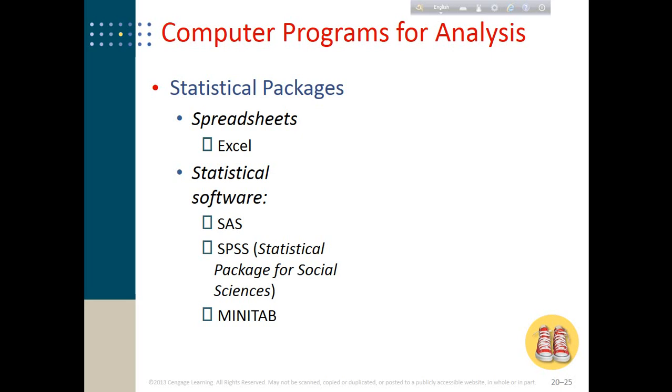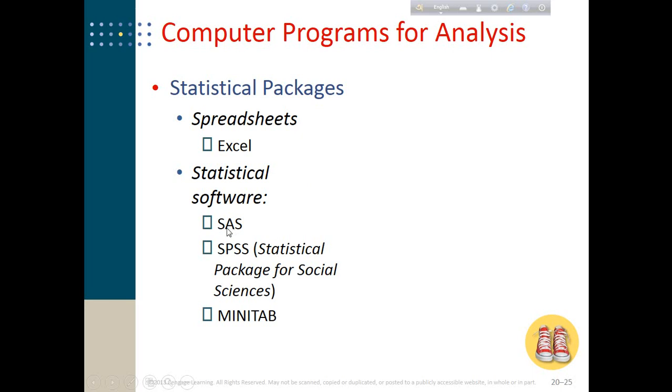So you can see that this is a list of statistical packages that can be used for the descriptive analysis that we have discussed in the previous videos. The most commonly used one is Excel, and that one we will be using in this course. But some other popular statistical software are SAS, SPSS, and Minitab. SPSS is the Statistical Package for Social Sciences, probably after Excel the most popular one for descriptive analysis and other statistical analysis.